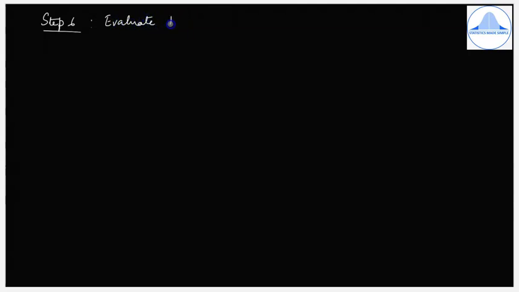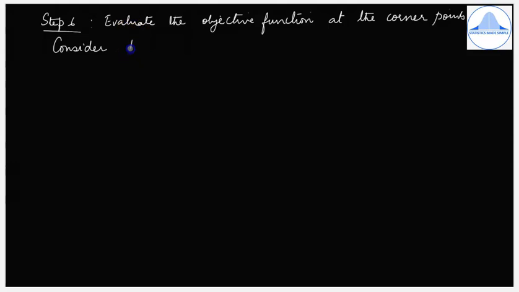Evaluate the objective function at the corner points. So let me write down the objective function. Consider maximize z equal to 5x plus 10y. So now let's find out ZA. A, if you remember, is (0, 6). So ZA is equal to 5 into 0 plus 10 into 6. This will be equal to 60.